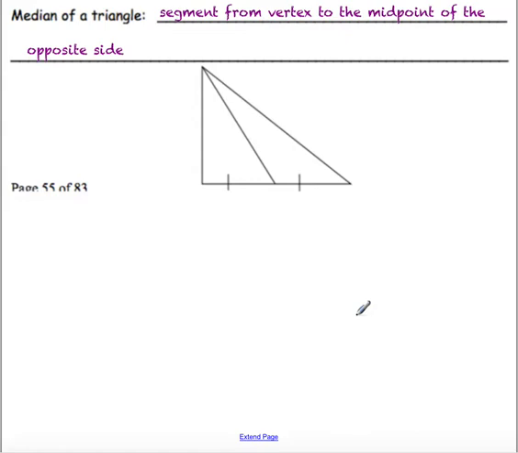A median of a triangle is a segment from the vertex to the midpoint of the opposite side. And here's a picture. It goes from the vertex to the midpoint of the opposite side.